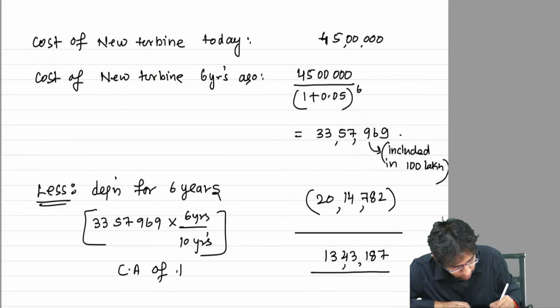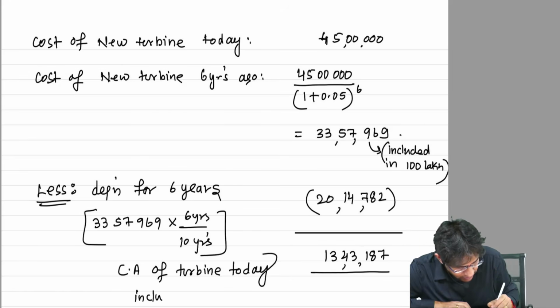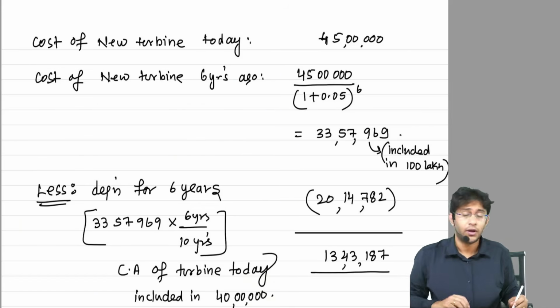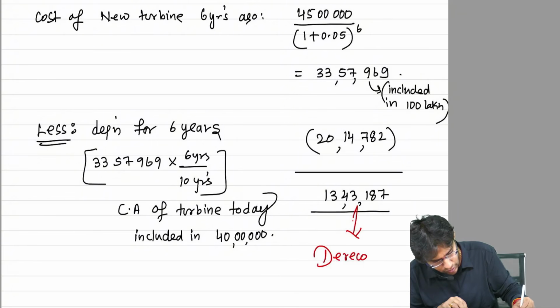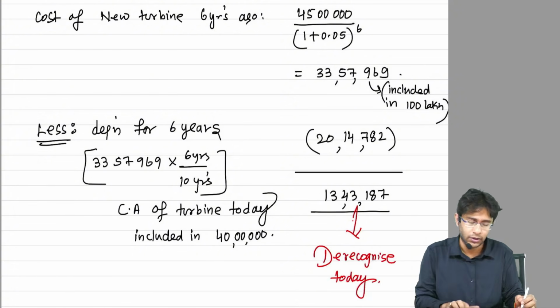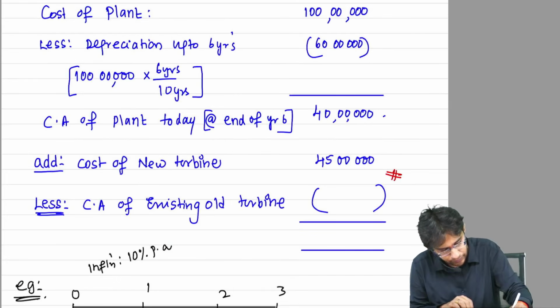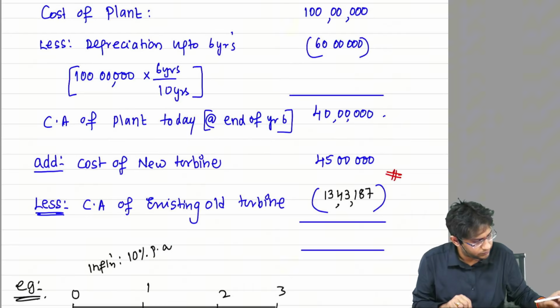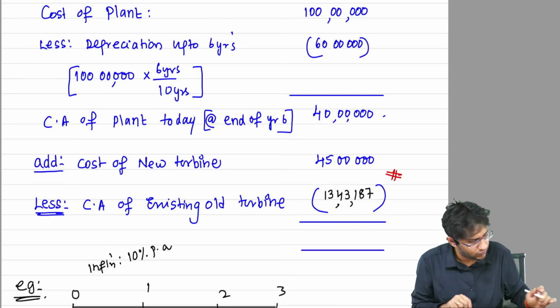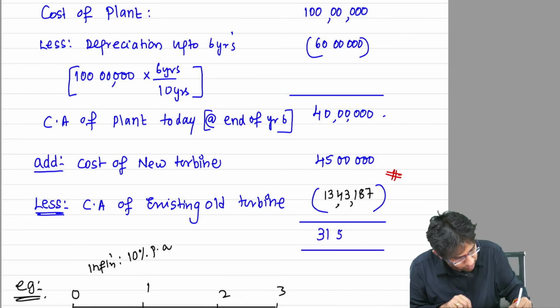This is the carrying amount of the turbine today, and this is included in your 40 lakh rupees, and this is what you need to de-recognize today. Till now you were identifying the amount, now you de-recognize. So here 13,43,187.